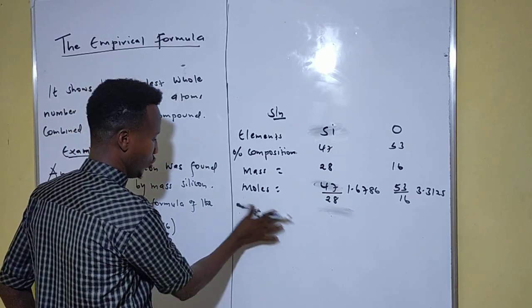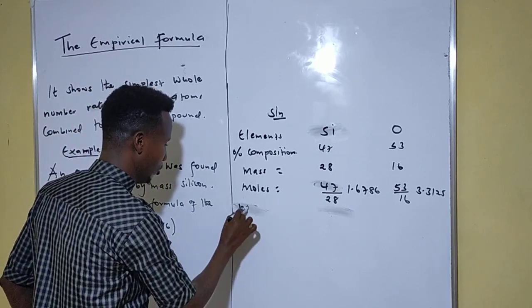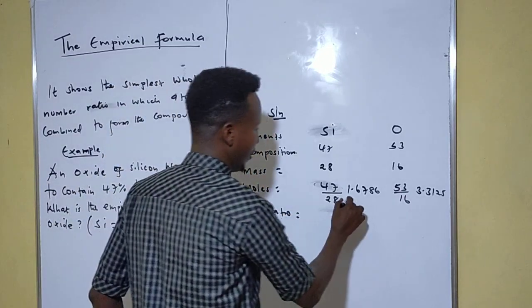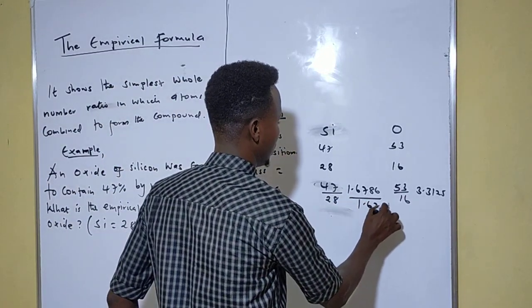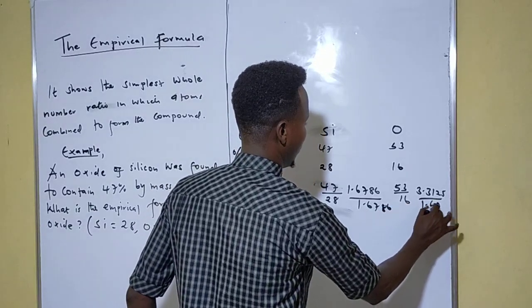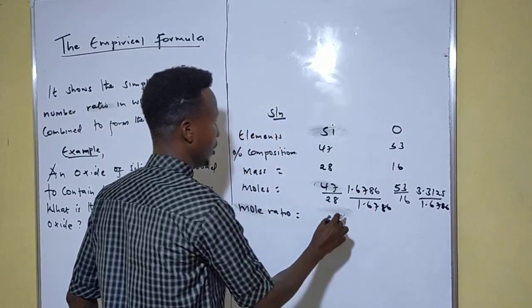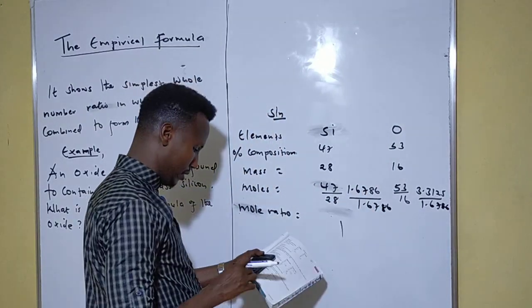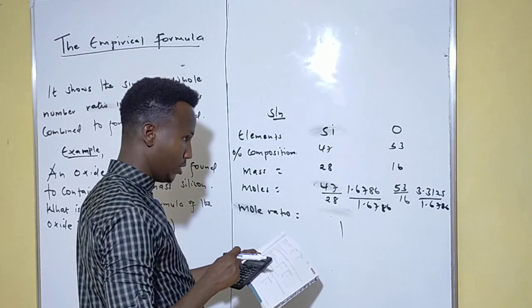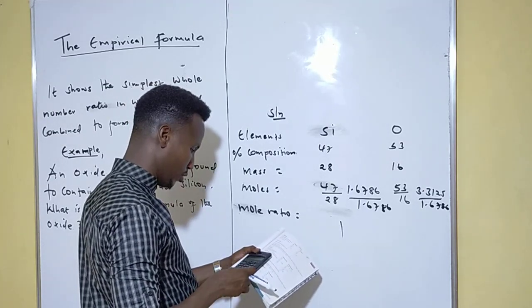So we're going to write the mole ratio. Your mole ratio will be divided here by 1.6786. Obviously here you're going to get 1. But 3.3125 divided by 1.6786 will give us what?